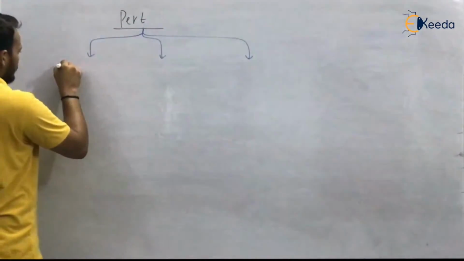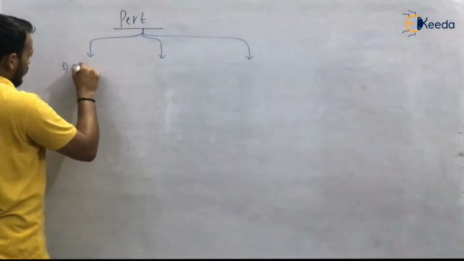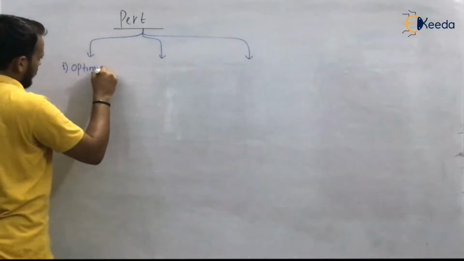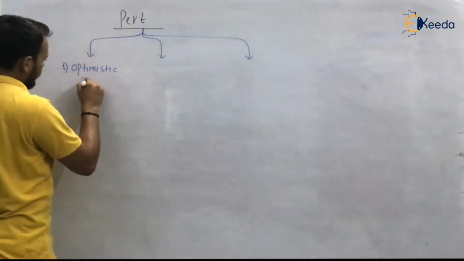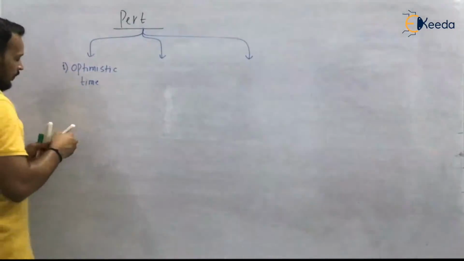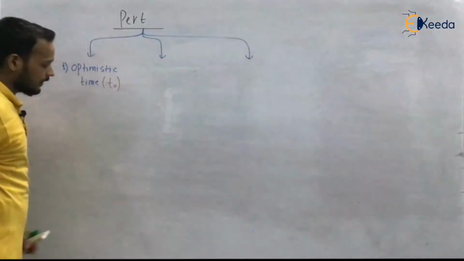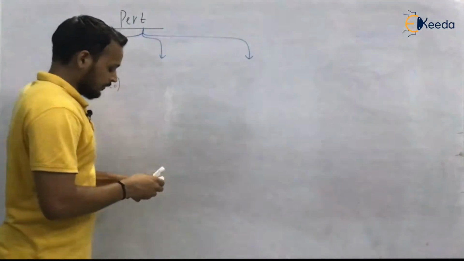So the first time is known as optimistic time. In short, we can say it like T subscript O. Optimistic time, T subscript O.